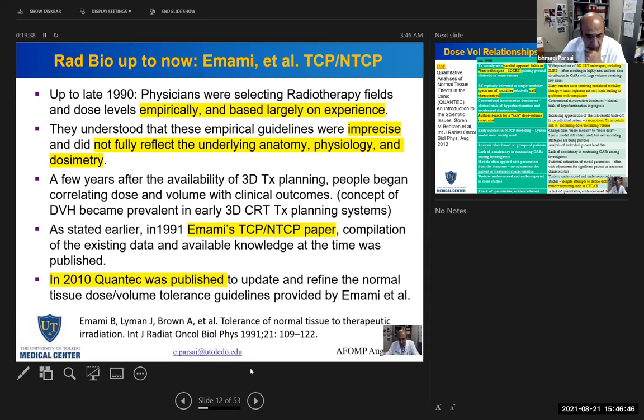So Emami also stated in his TCP and NTCP manuscript, and by the way, Emami's paper was nothing more than a compilation of the existing data and available knowledge at the time. However, QUANTEC had a few differences, which I'm going to show you in the next slide, between the Emami et al. manuscript and QUANTEC. Many similarities, but by 2010, we had tons more data from various sites around the world. And this was compiled with a lot more information, particularly answering some of the questions of the NTCP that was not in Emami's paper. Here is a comparison between the two.